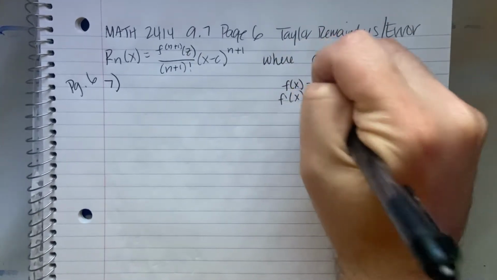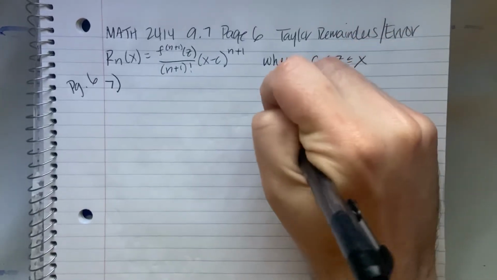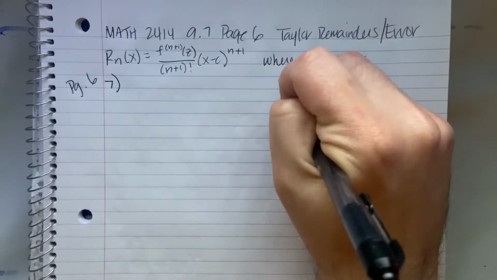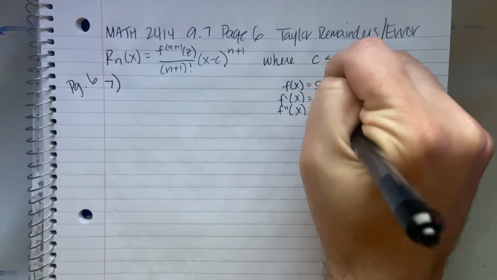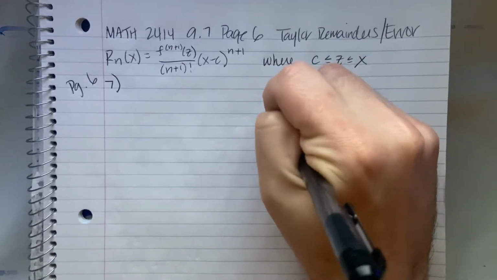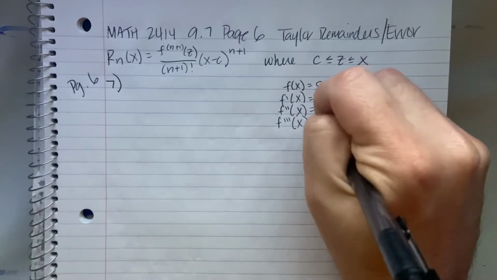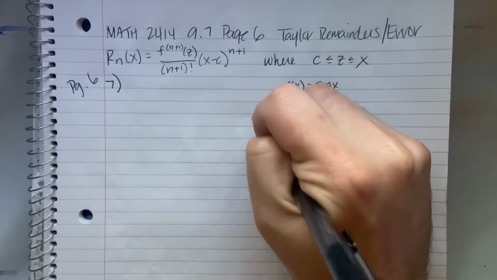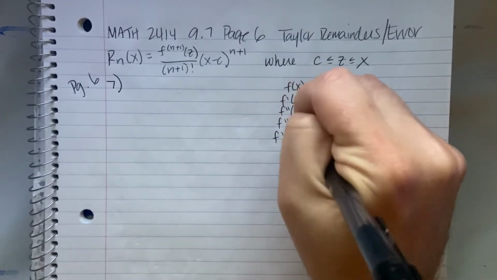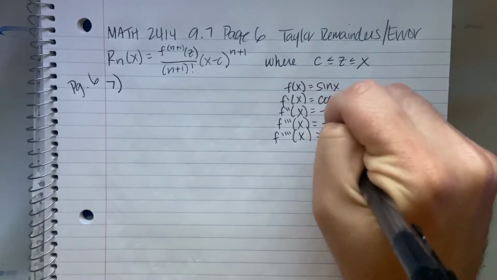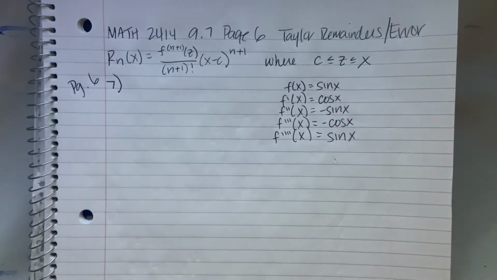So the first derivative, cosine x. Second derivative, negative sine x. Third derivative, negative cosine x. And the fourth derivative, we'll do this because we're going to need it for the remainder, back to sine of x again. And what are we plugging in? 0?